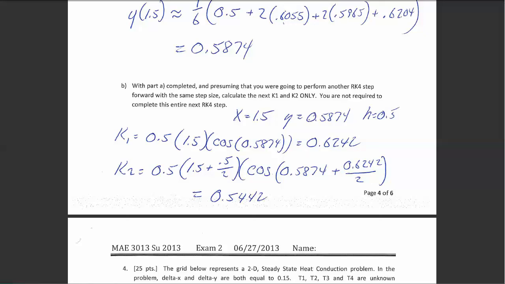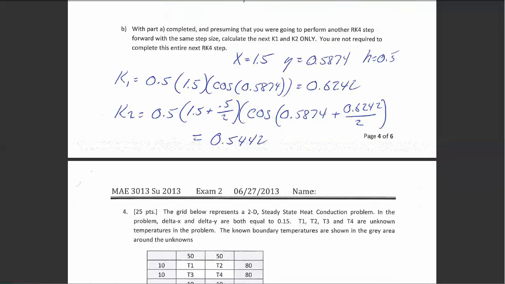To get all the way to getting a value at x equal 2, we've got 2 more k's to calculate, and we'd have a blending to calculate.